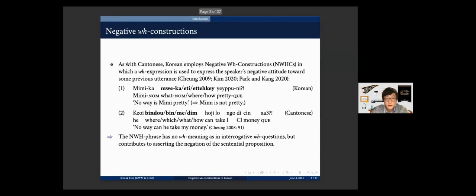Introduction. As noted by Chung 2009, many languages, including Cantonese and Korean, employ so-called negative double-edged constructions, in which a double-edged expression is used to express the speaker's negative attitude toward the addressee's utterance. So for example, in example 1, 미미가 뭐가 예쁘니, or 미미가 어디 예쁘니, or 미미가 어떻게 예쁘니. All these sentences assert the same negative proposition that Mimi is not pretty. Here the double-edged phrase has no double-edged meaning, as in information-seeking double-edged questions, but functions as asserting the negation of the proposition in question.